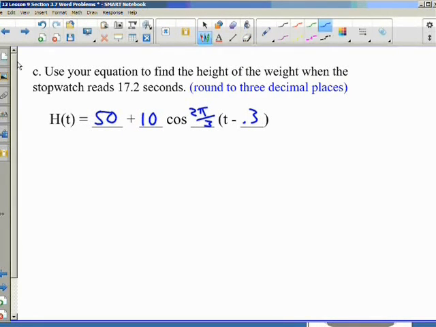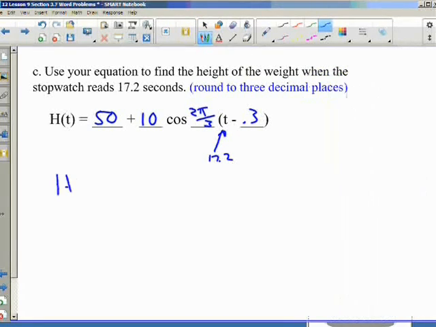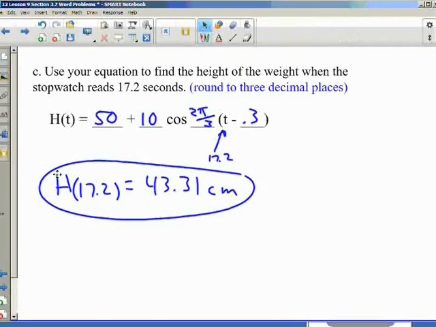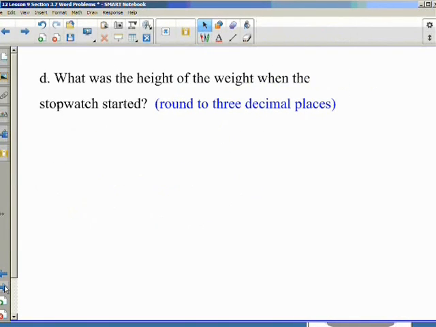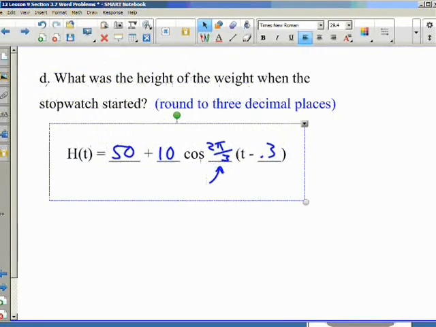We want to know when time is 17.2 seconds. We get 43.31 roughly. So h of 17.2 equals 43.31 centimeters. What was the height of the weight when the stopwatch started? Well, that one's actually a bit easier, I think. We simply plug in a 0 here.